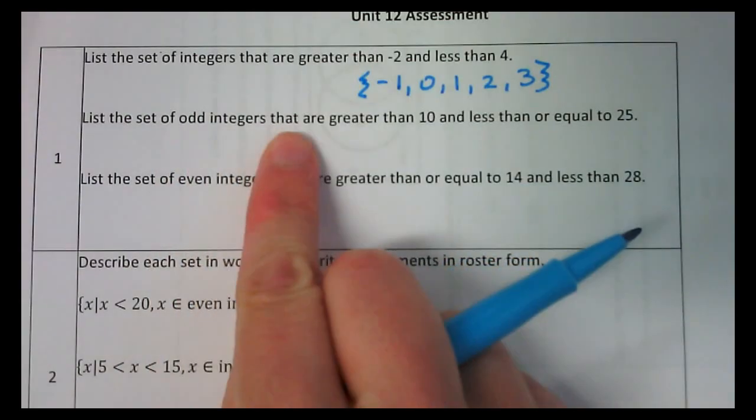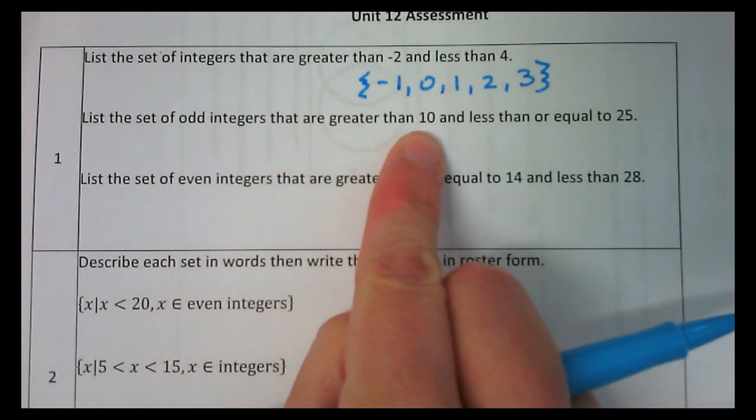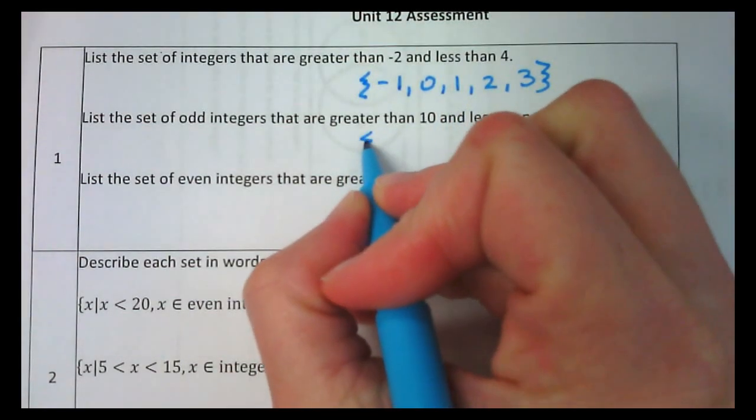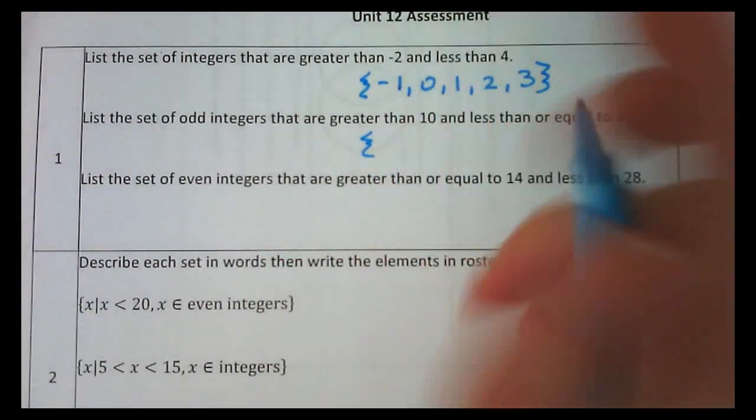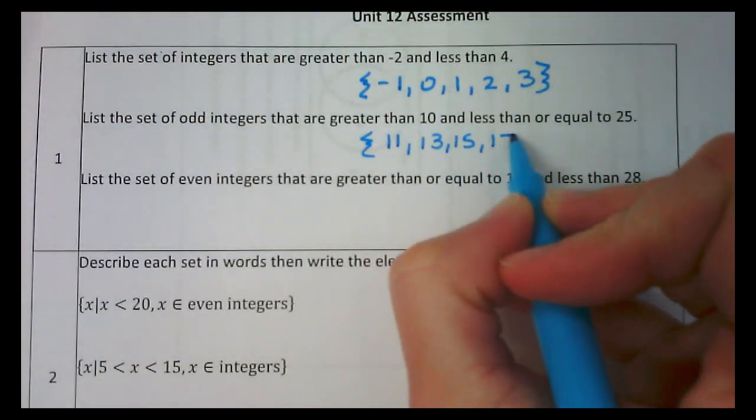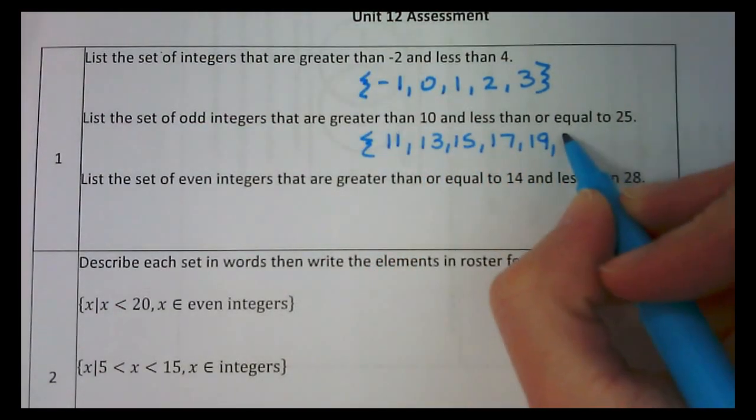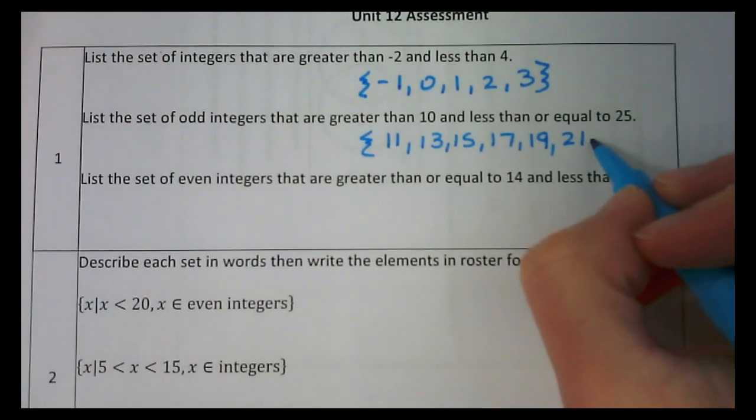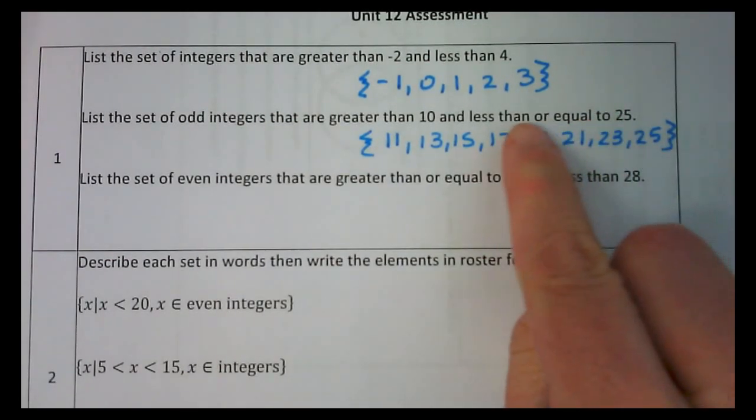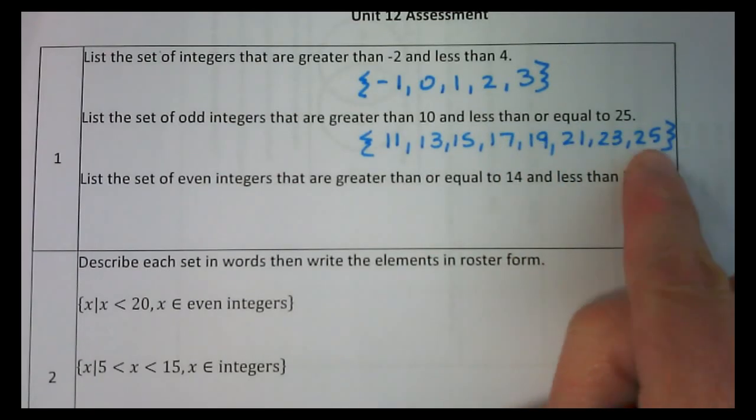The set of odd integers that are greater than 10 and less than or equal to 25. So the first odd number that's greater than 10 is 11. So we're going to list our odds. We are stopping at 25 because it says less than or equal to 25, which means I can include 25.